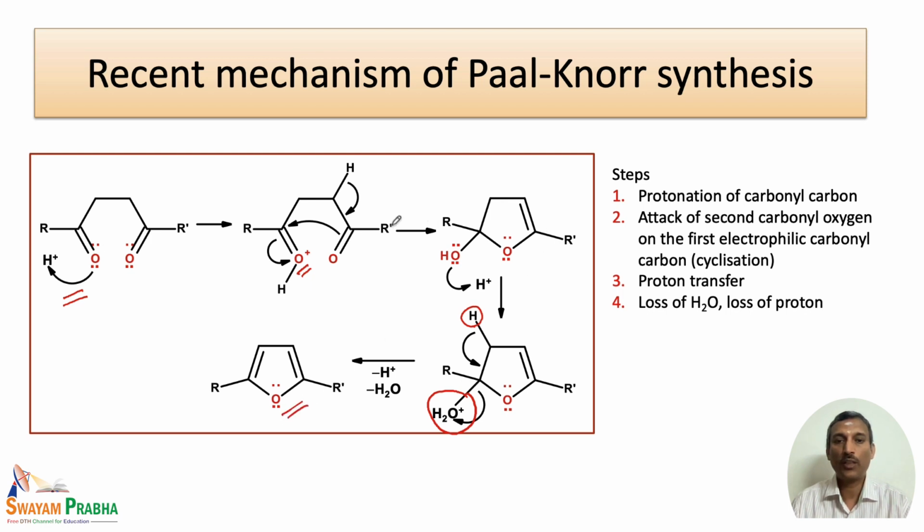So, if you look at the overall steps, there is no keto-enol tautomerism as mentioned in the previous mechanism, but the initial step is the same, the protonation of the carbonyl. The last step is also the same, the loss of a water molecule and a proton. So, the first and last steps are similar, but only the intermediate steps have changed.